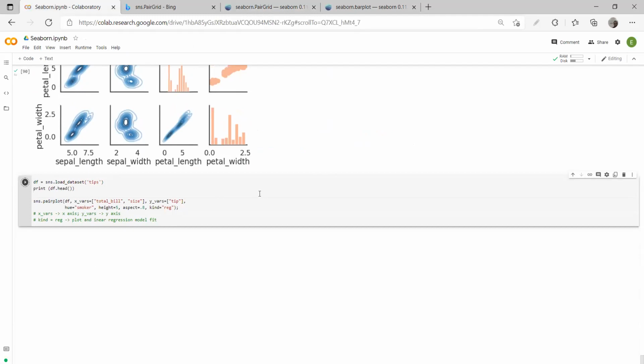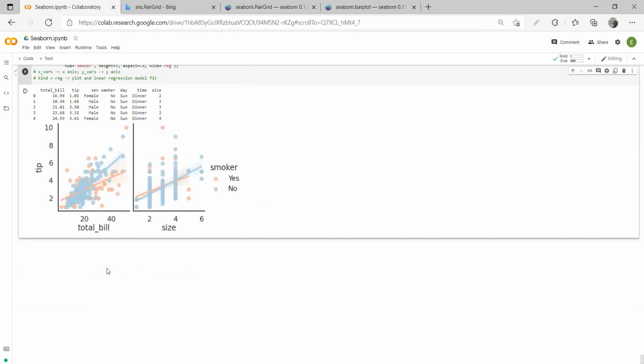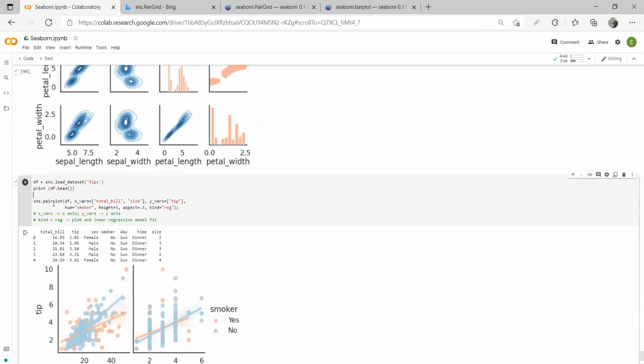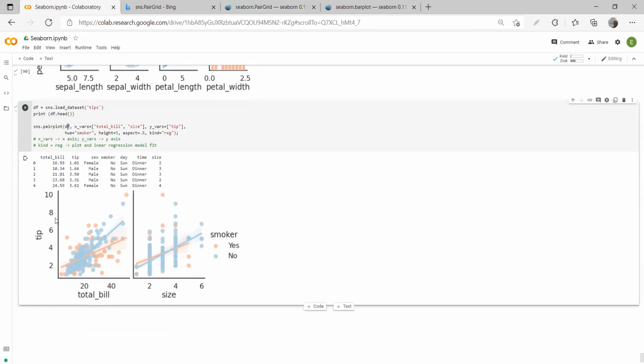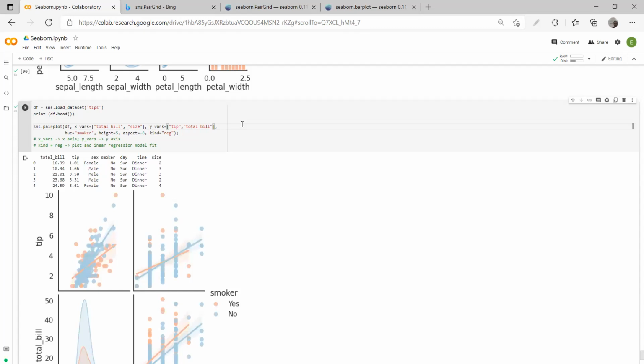Going to the last one, pair plot. Pair plot is giving everything in a single shot, right? So for pair plot, we are saying that the data frame is my input. The x variables are total bill and total size. The y variable is tip, right? Let's say I want a few more y variables, total bill also, right? Smoker as a hue, height as a size, and aspect of 0.8, right?